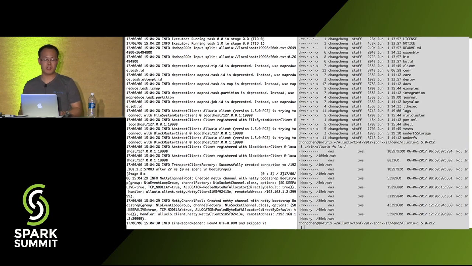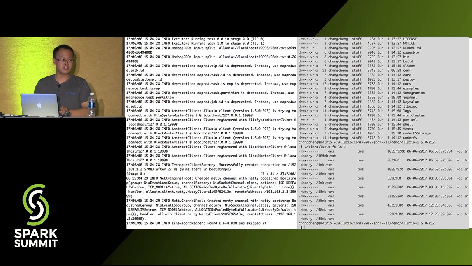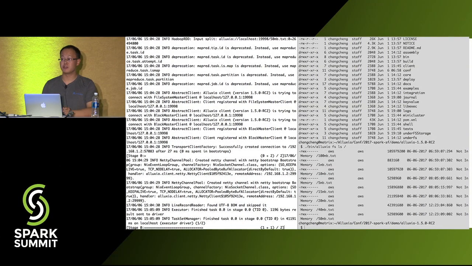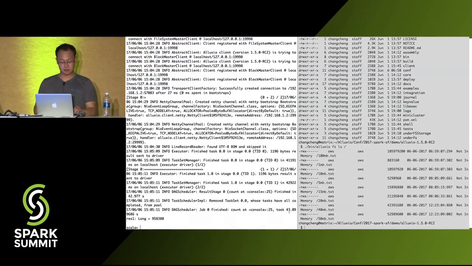So while we are waiting for this, I'll make the point of this demo. That is, when the data is read from the S3 bucket, it is cached in the local Alluxio cluster. So further runs of the same job will not fetch the data from the remote S3 bucket again, so it will be faster. OK, so the job finishes in 43 seconds. Remember this number, and we'll compare to it later.